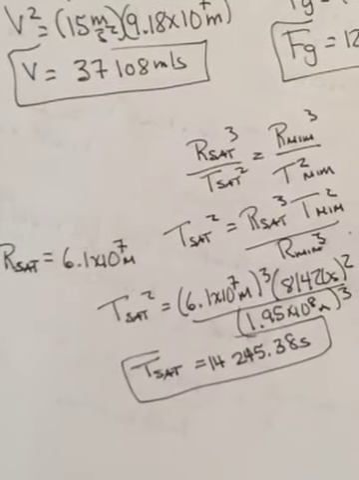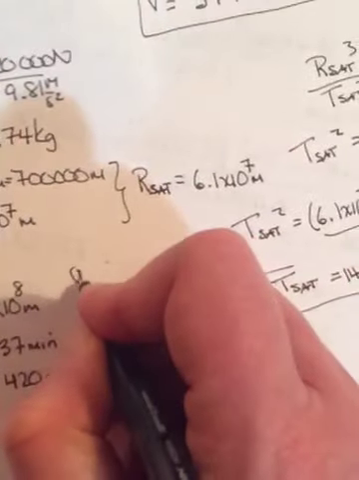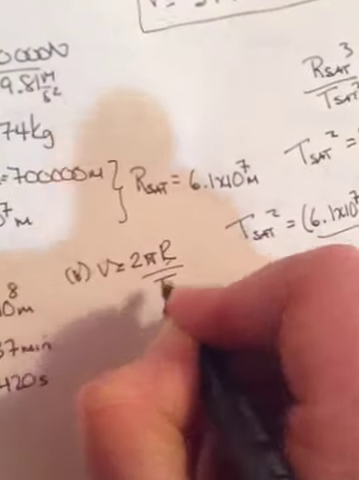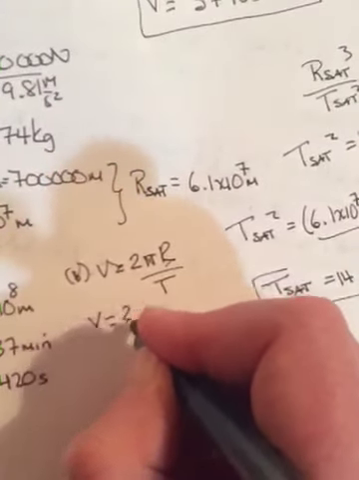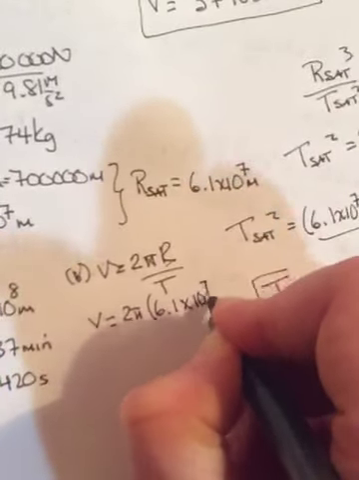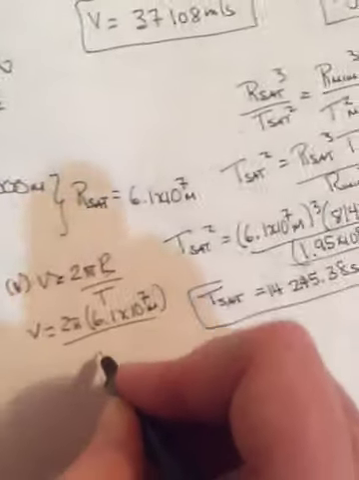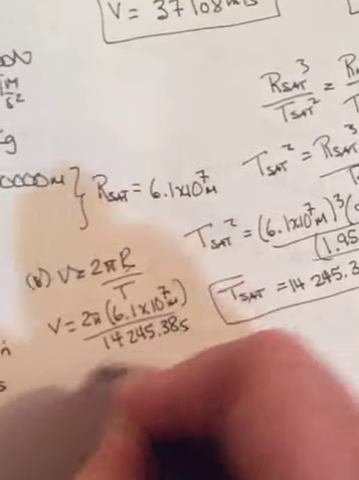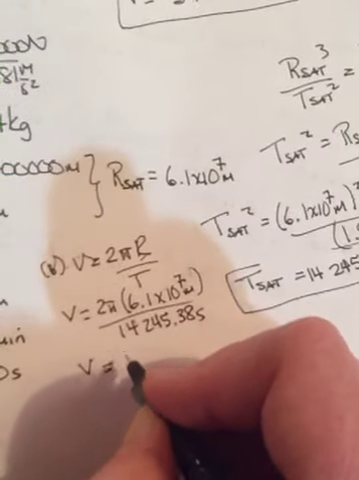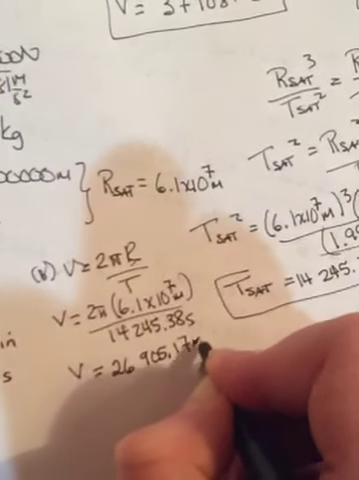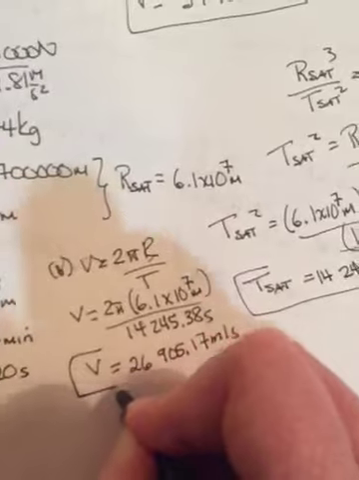Part B says the orbital velocity. Now that you have T, you can do v equals 2 pi r over T. So v equals 2 pi, the r was 6.1 times 10 to the 7th, and the T was 14,245.38 seconds. And you get a speed of 26,905.17 meters per second. That's part B. I'm going to run out of time.